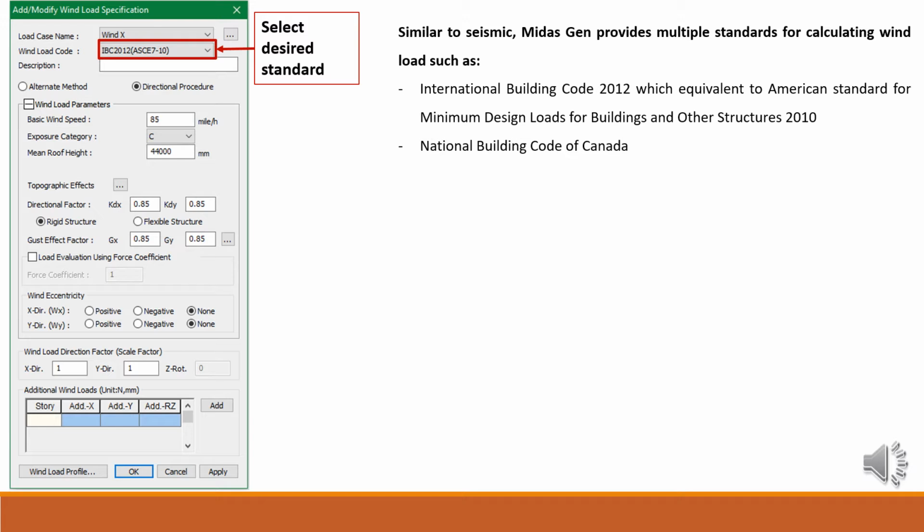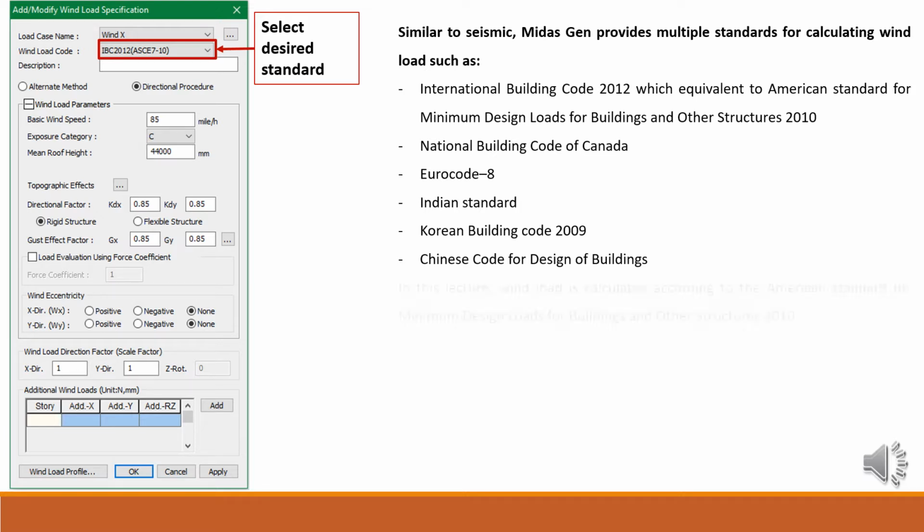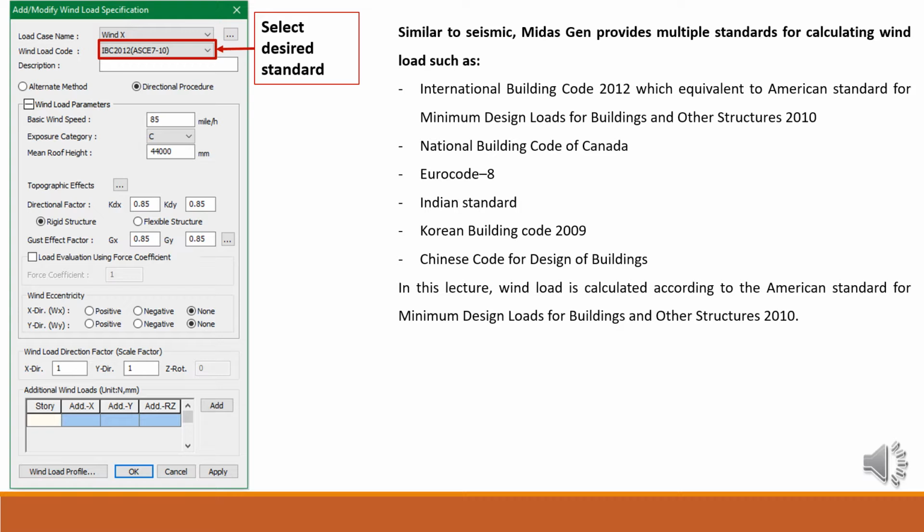National Building Code of Canada, Eurocode 8, Indian Standard, Korean Building Code 2009, Chinese Code for Design of Buildings. In this lecture, wind load is calculated according to the American Standard for Minimum Design Loads for Buildings and Other Structures 2010.